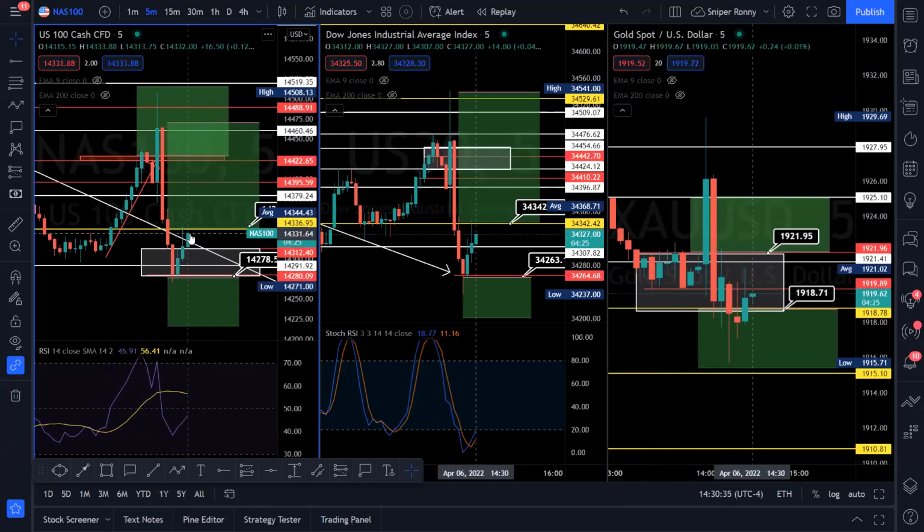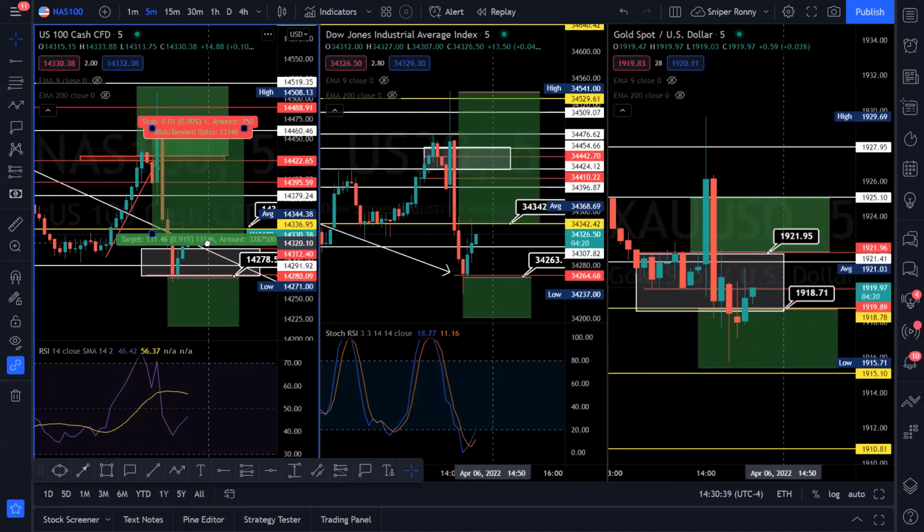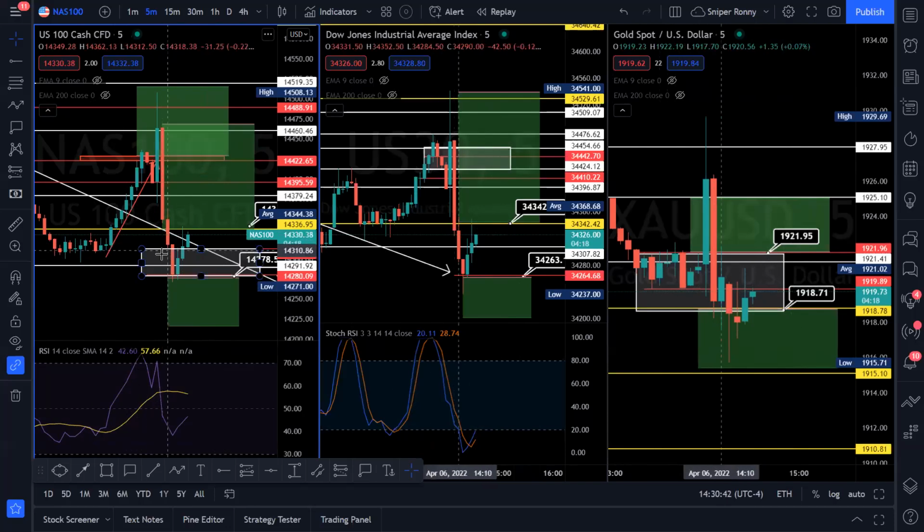Now we're coming back up. Okay, so let's see if it can push and close above the daily. Maybe we'll get a nice little push to the upside now.